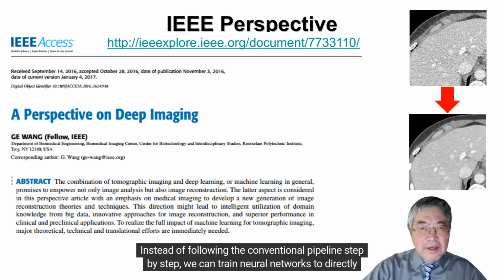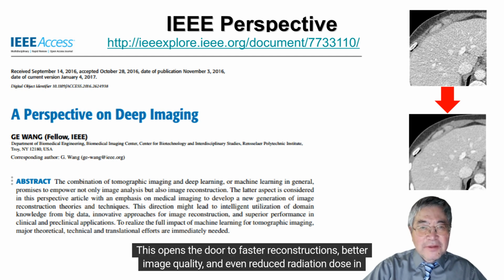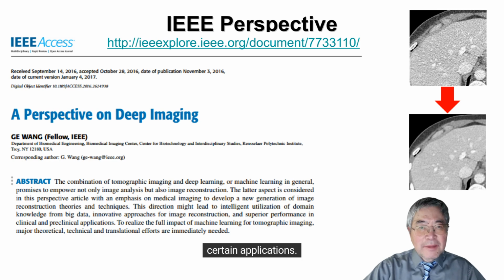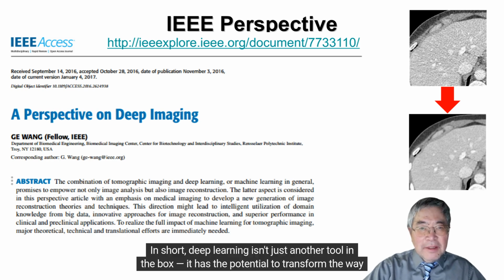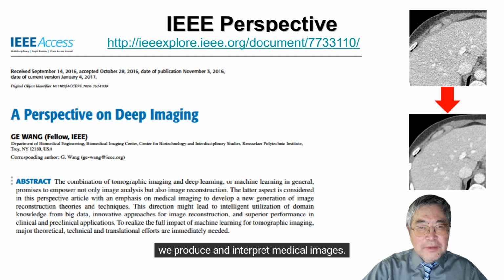Instead of following the conventional pipeline step by step, we can train neural networks to directly generate high-quality images from the raw data itself. This opens the door to faster reconstructions, better image quality, and even reduced radiation dose in certain applications. In short, deep learning isn't just another tool in the box. It has the potential to transform the way we produce and interpret medical images.